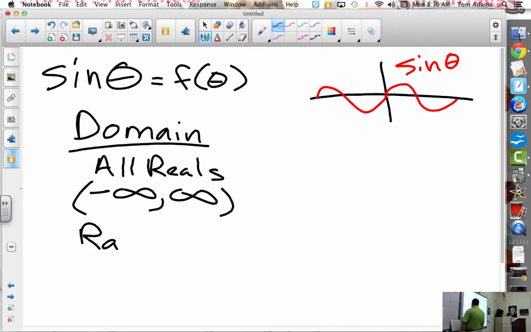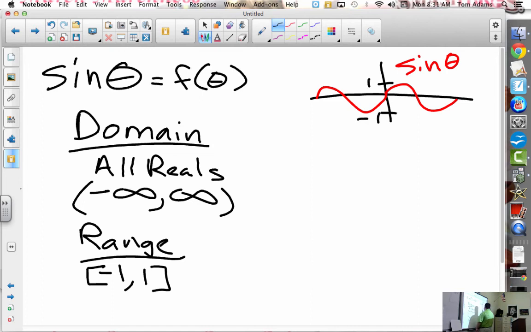What about the range? What do you guys notice? Well, the range goes from -1 to 1. In other words, it'll never get higher than 1, and it'll never go lower than -1. Just the basic sine function. We'll transform it later and stretch it and stuff like that, but for just the basic sine function, the range is from -1 to 1. And we can include those values.